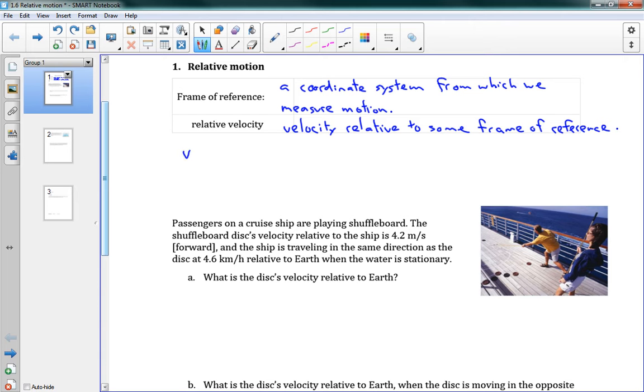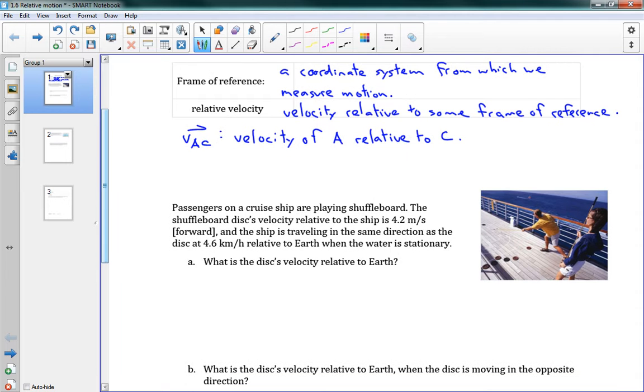So the way the math looks is we can say the velocity of A relative to C. So this is the velocity of A, so some object A, relative to C, where C is our reference point, or our reference frame. So we can say that the velocity of A relative to C is equal to the velocity of A relative to B, let's say B is some other reference point, plus the velocity of B relative to C.